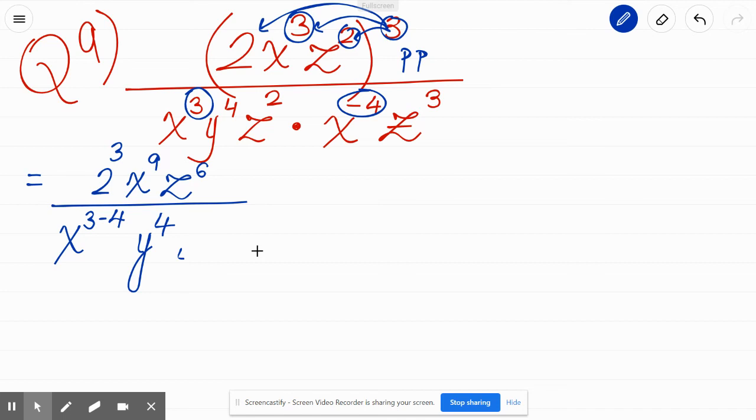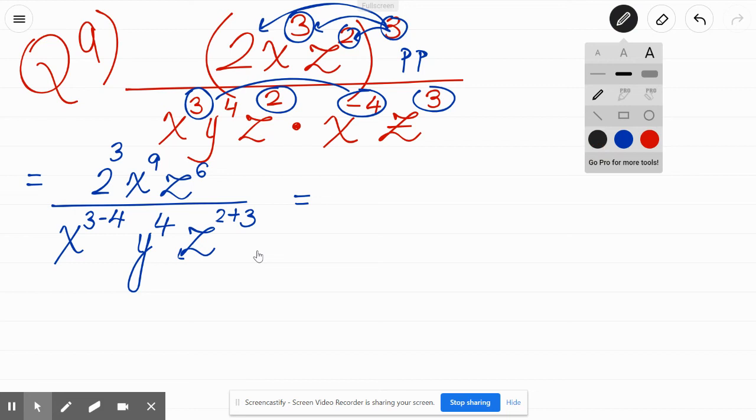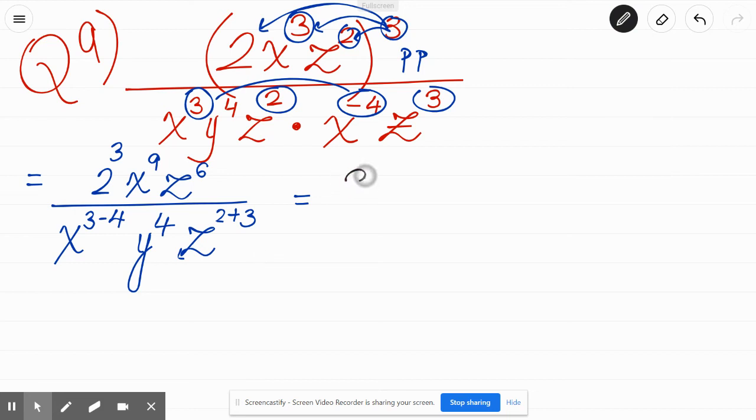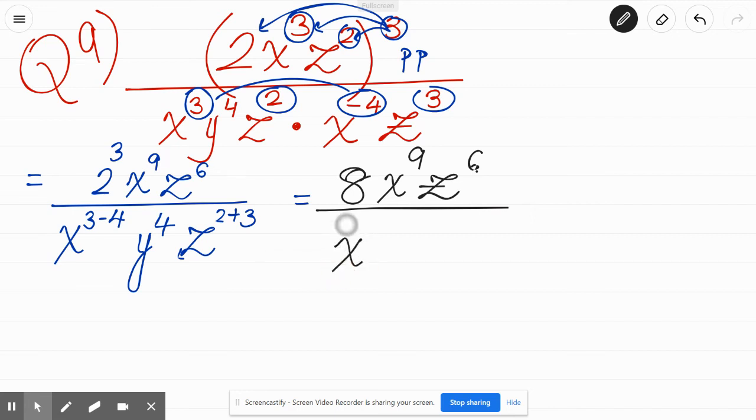All right, so I combine these. Y doesn't have a friend, so I'm not working with Y with anybody. Now Z does have a friend. The two powers for Z are 2 and 3, so I can add them. And hence my next step answer will look like 2 cubed is 8, so I can write that. X to the power of 9, Z to the power of 6, over X to the power of negative 1, 3 minus 4, negative 1, Y to the power of 4, and Z to the power of 5.